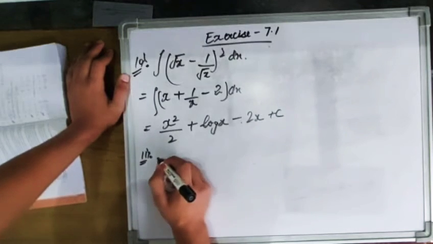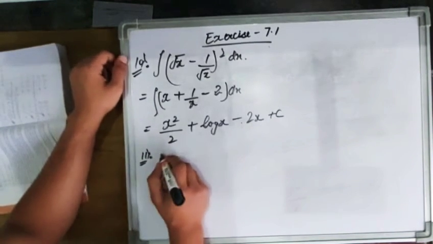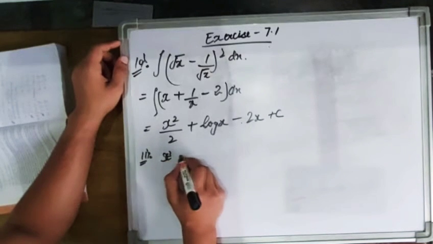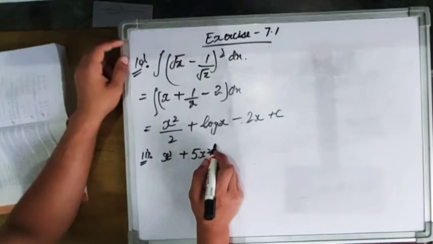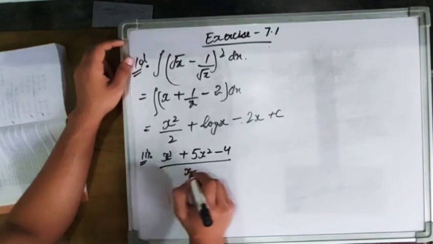The 11th question from exercise 7.1 is x cube plus 5x square minus 4 upon x square.